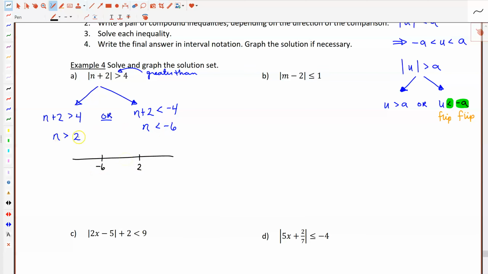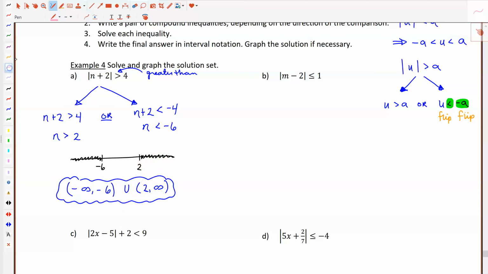So n can be greater than 2. So on my sketch right here, here's all the stuff that's greater than 2. Or n can be less than negative 6. So on my number line here is all the stuff that's less than negative 6. So from my sketch then, that helps me write my interval notation. So my interval notation for this left region goes from negative infinity up to negative 6, with a parenthesis at negative 6, and then the infinities always get parentheses. And then union, this right region goes from 2 to positive infinity. Right, so there is my interval notation.